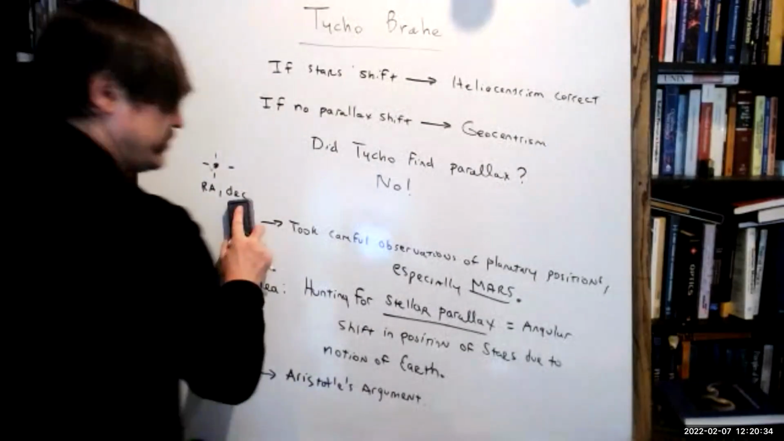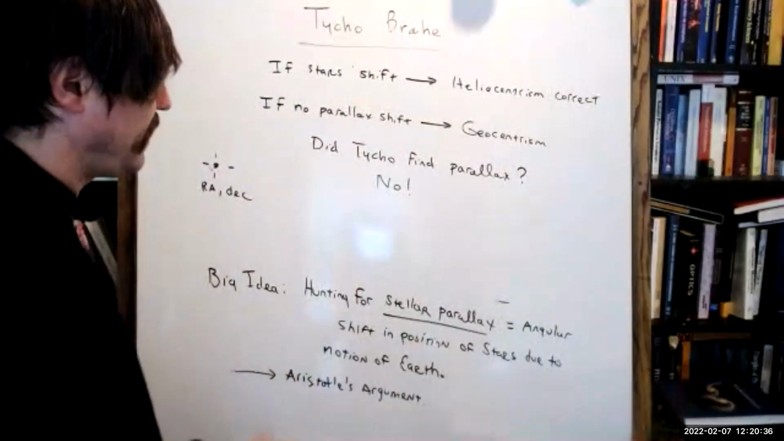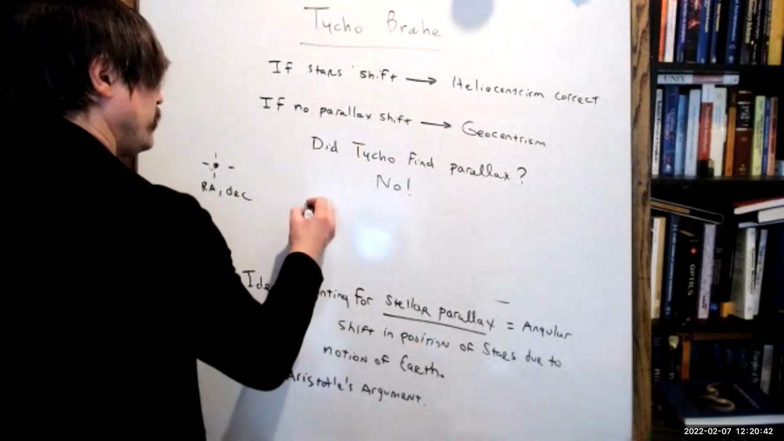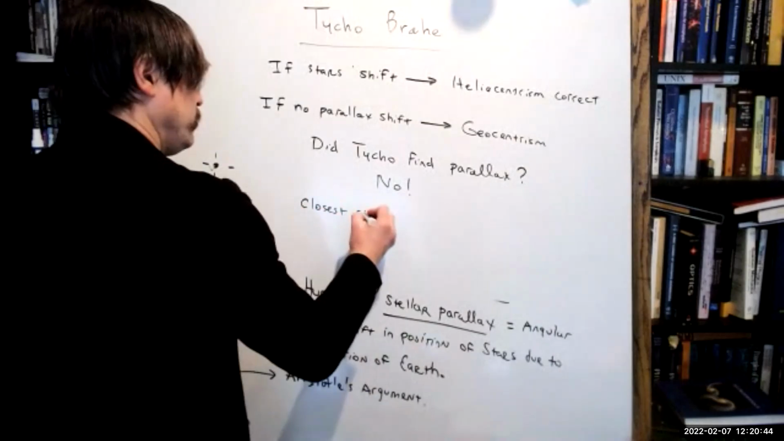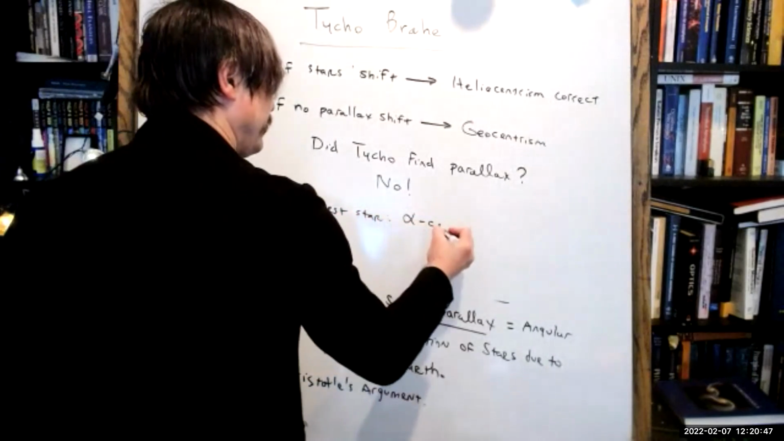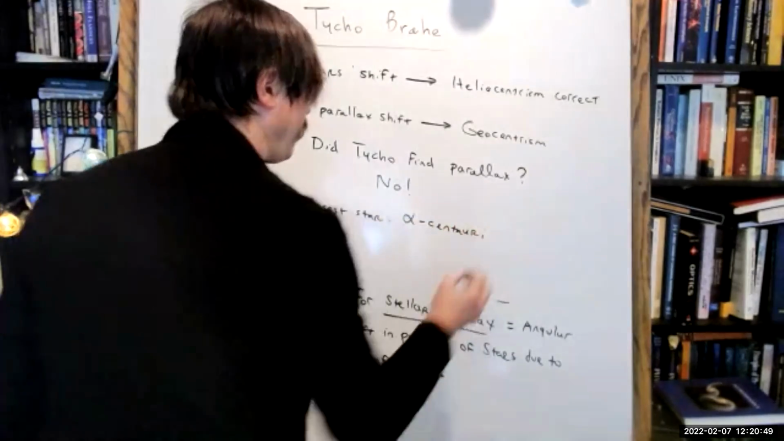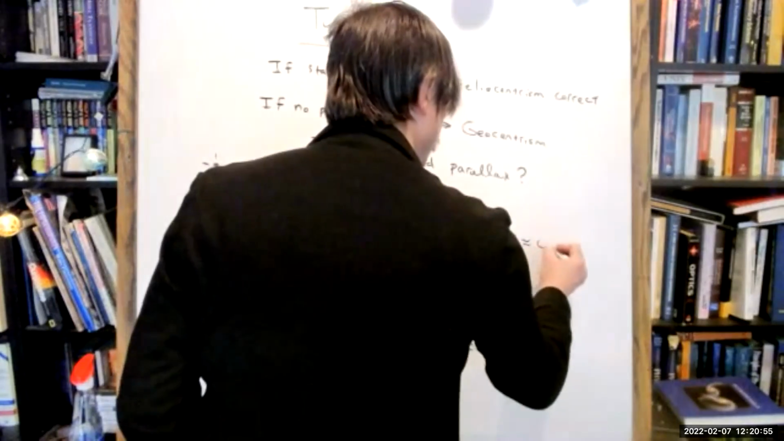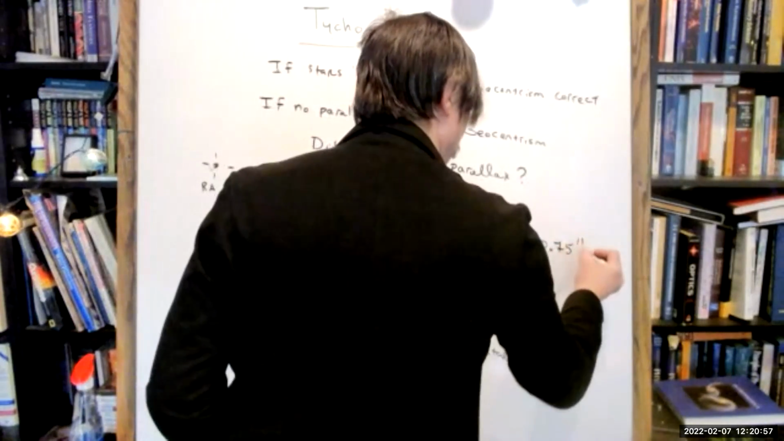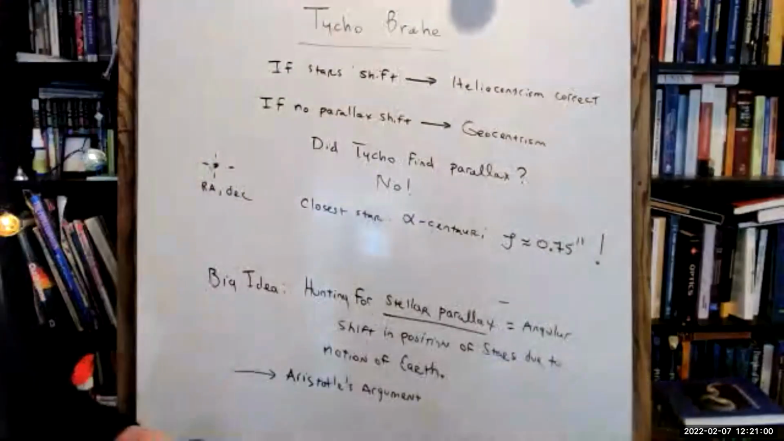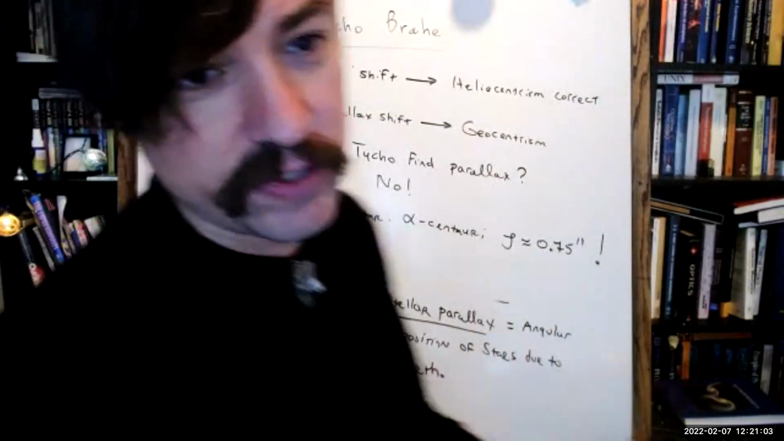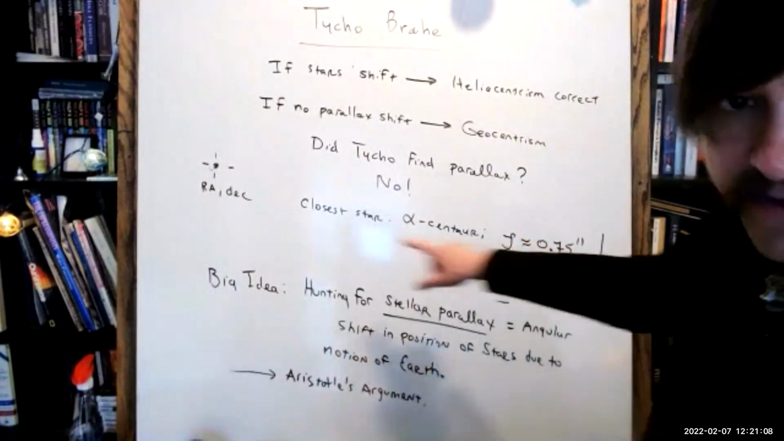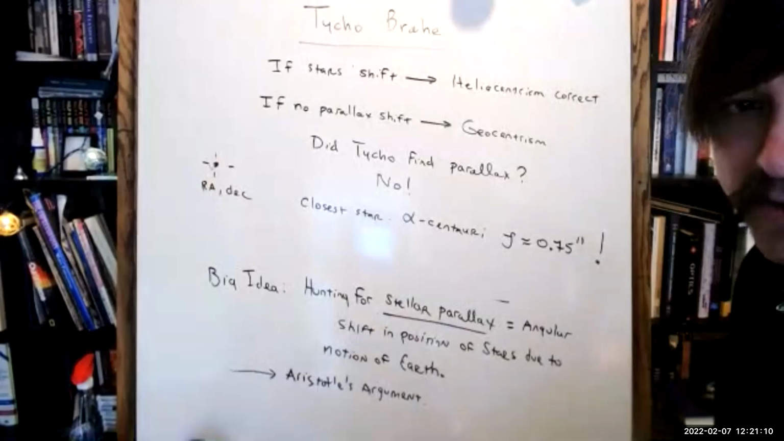To help you understand why Tycho did not find parallax, let's take the very closest star to our sun. The closest star to our sun is Alpha Centauri, which is 4 light years away, and it has a parallax shift of 0.75 arc seconds. In other words, 3/4 of 1 arc second. How would that compare to the level of resolution that Tycho Brahe had?